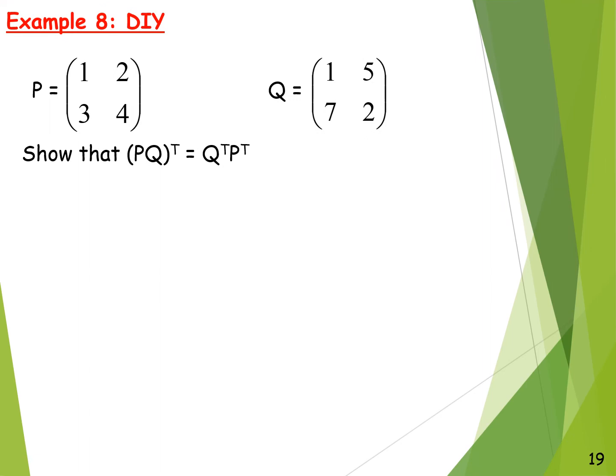So example 8, you need to do on your own. You need to show that PQ in bracket transpose is equal to Q transpose P transpose.